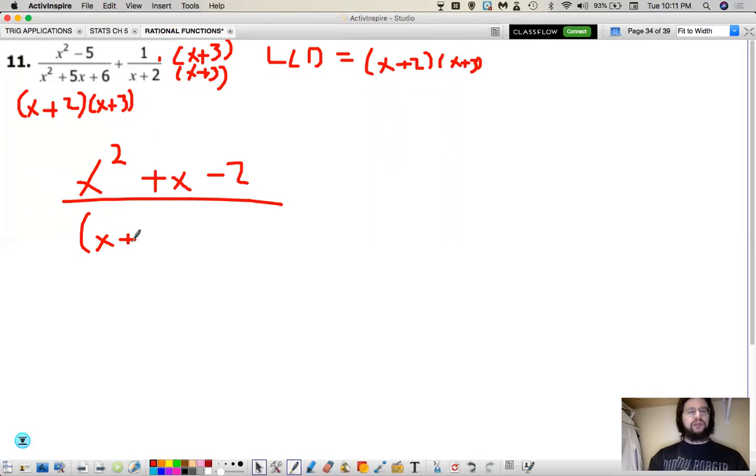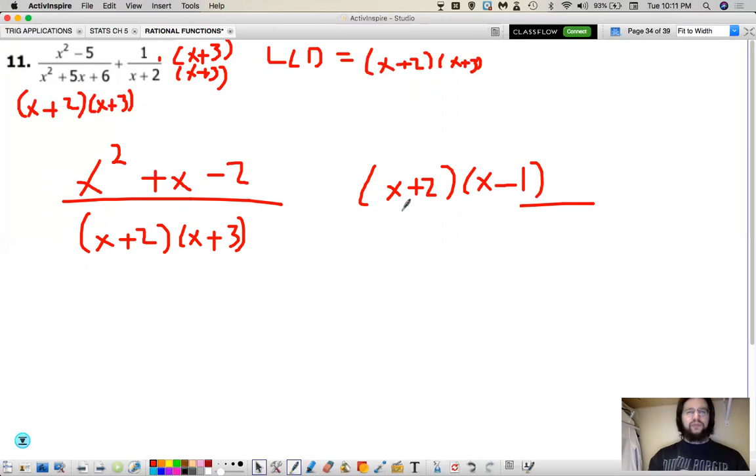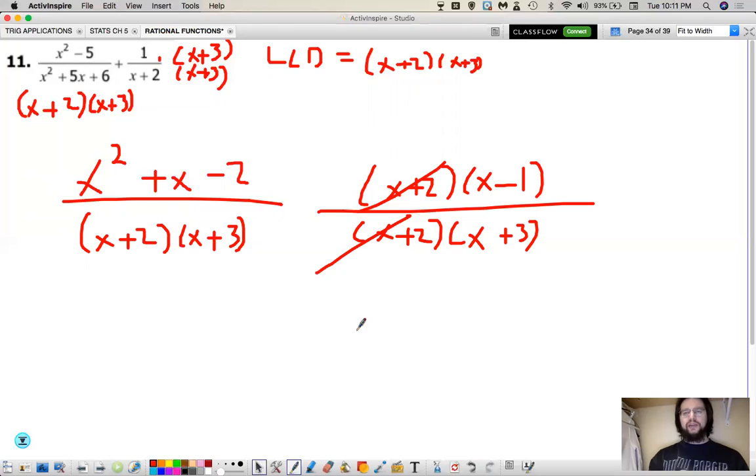x plus 2, x plus 3. Hey, look, the top has 3 terms, AC method. That's going to be x plus 2 times x minus 1 over x plus 2. If you need help on the AC method, go watch the other 100 videos on it. Cancel, cancel. x minus 1 over x plus 3.